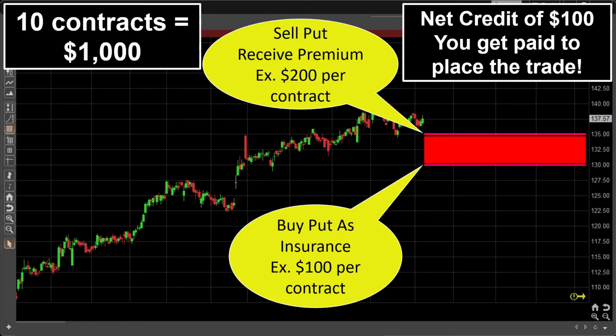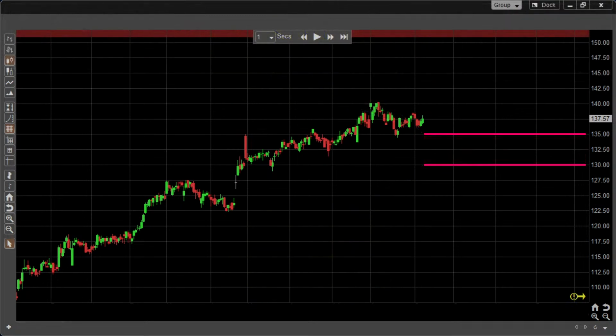All right? Now, the beauty of this is this. What we've done is we've created a scenario where if the stock goes up, you're going to make money, right? The value of the options declines and you make money.